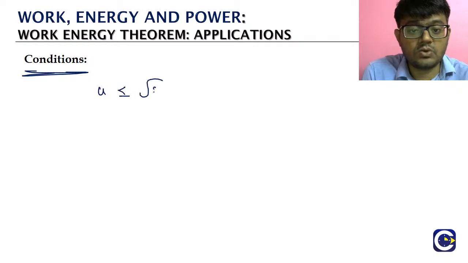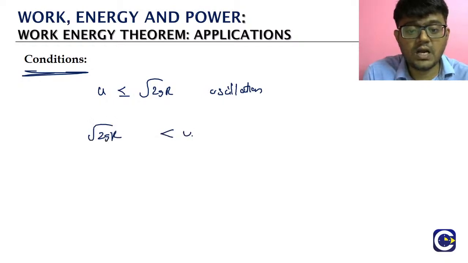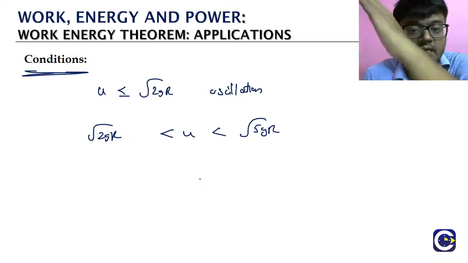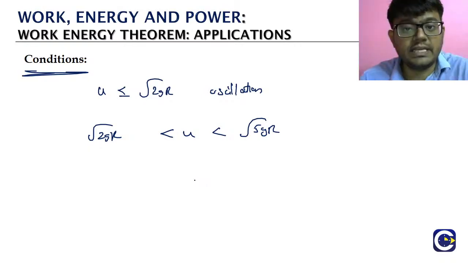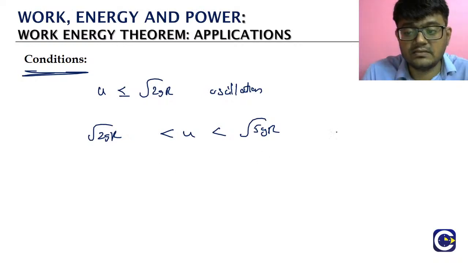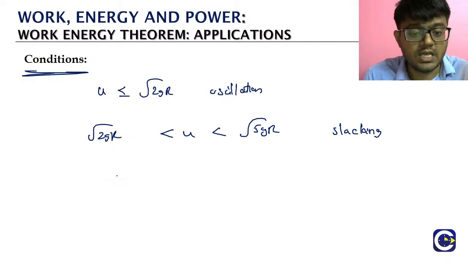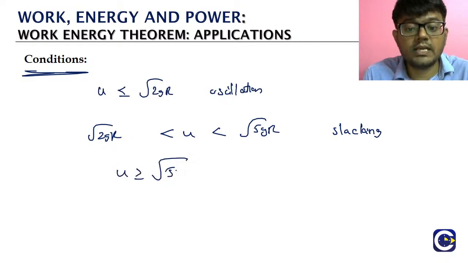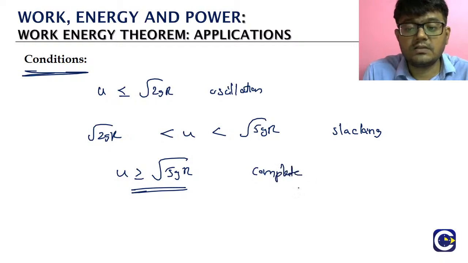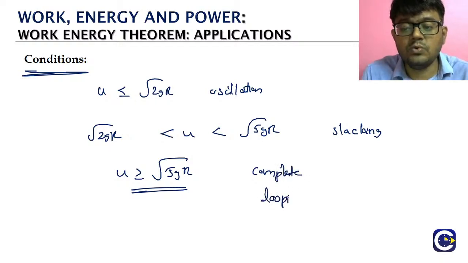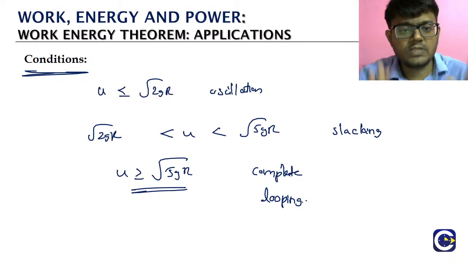U less than or equal to root 2gr means oscillations. Root 2gr up to root 5gr is the situation where the tension becomes 0 and there will be slacking, that is, the rope becomes loose. U more than or equal to root 5gr means complete circular motion, or looping.